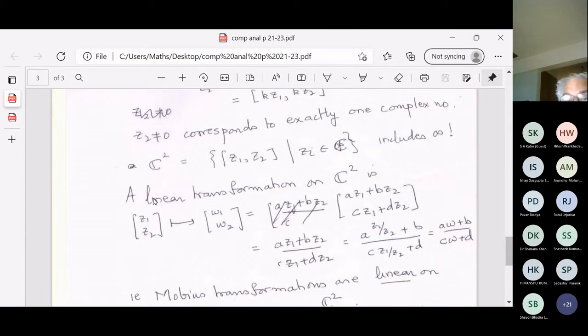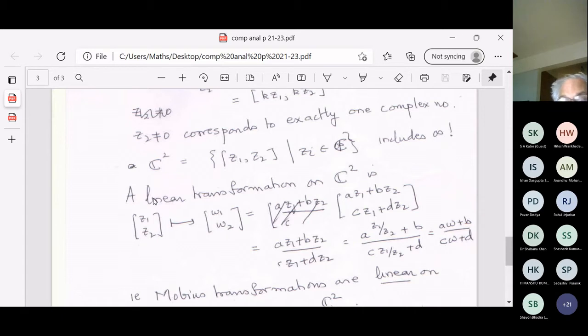w1 is equal to az1 plus bz2, and w2 is cz1 plus dz2. Remember, the left hand side corresponds to the complex number z1 divided by z2, and the right hand side is a pair, a homogeneous coordinate. The homogeneous coordinate of which point in C? It is the point (az1 plus bz2) divided by (cz1 plus dz2).